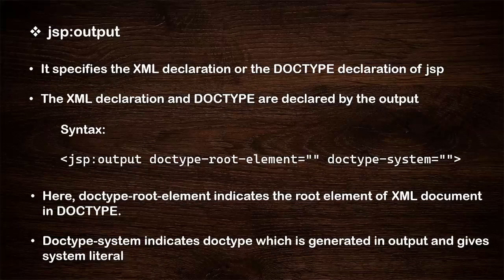jsp:output. It specifies the XML declaration or the doctype declaration of the JSP. The XML declaration and doctype are declared by the output. This is the syntax of jsp:output. Here doctype-root-element indicates the root element of the XML document in the doctype. Doctype-system includes the doctype which is generated in the output and uses a system identifier.